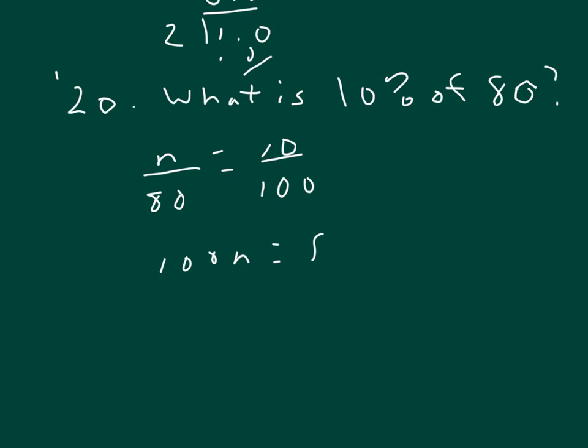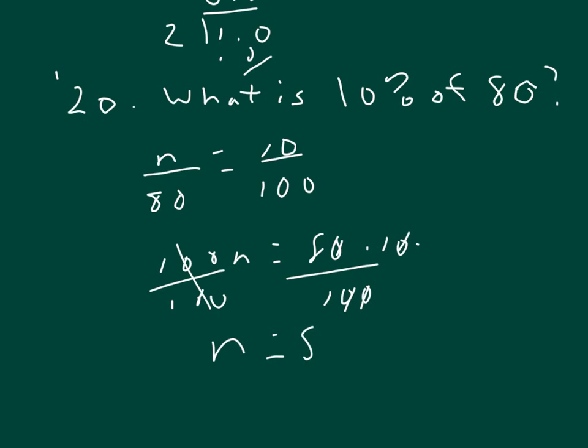100n equals 80 times 10. Divide both sides by 100. I can knock a 0 off here, knock a 0 off here. Then I've got 8 times 1 over 1. So n indeed does equate.